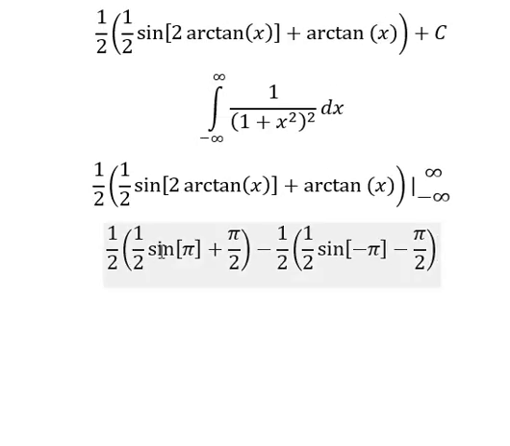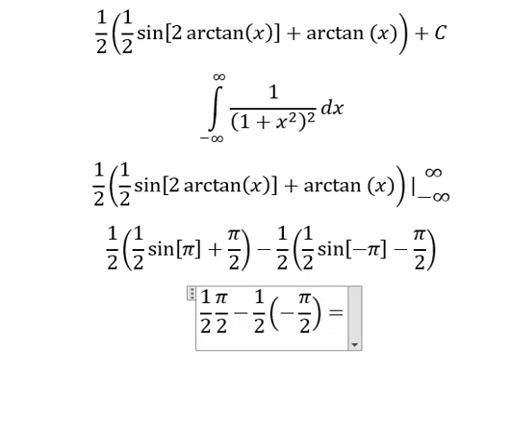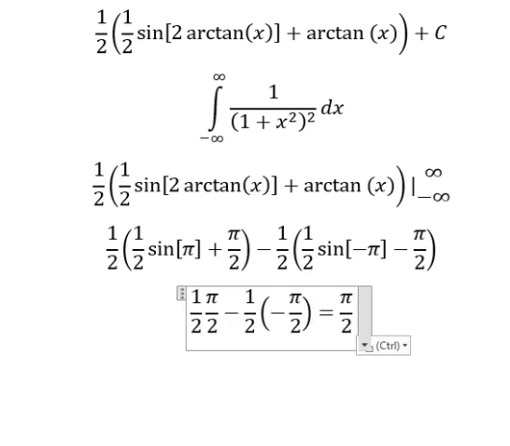We know that sine of pi equals 0, similar for this one. So we just have 1 over 2 multiplied by this one, minus 1 over 2 multiplied by negative pi over 2. We simplify and we have pi over 2. And that is the final answer. This is the end.